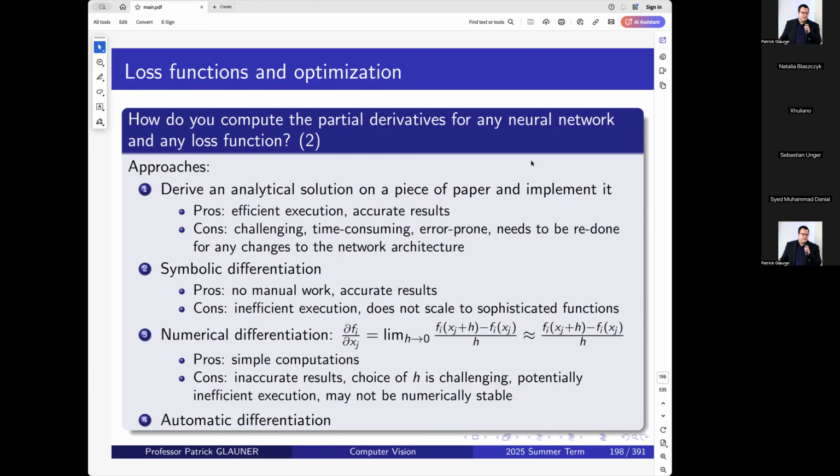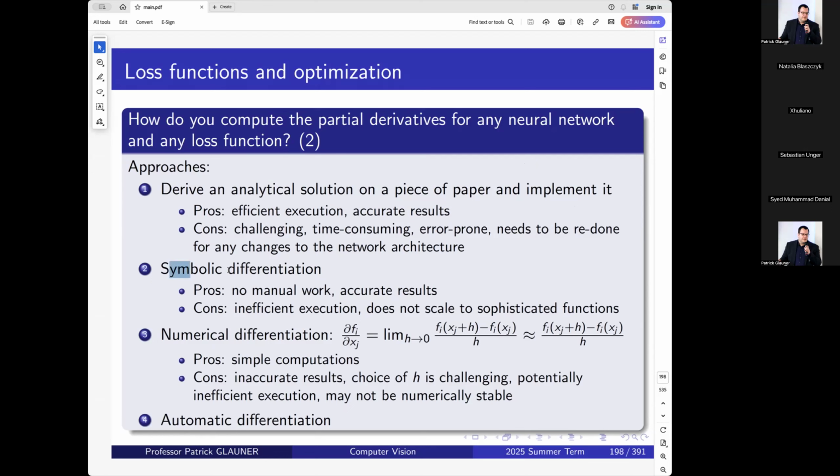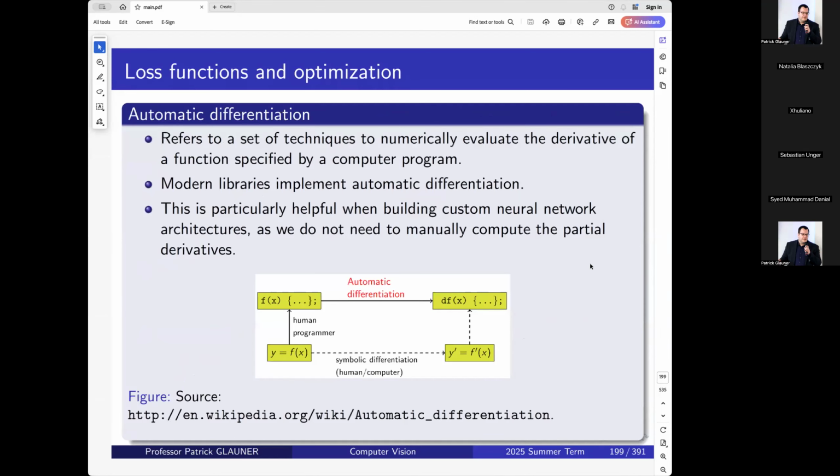What we are benefiting from in the last, say, 15 years is automatic differentiation. It has become very popular in neural networks. Automatic differentiation, first of all, looks something like symbolic differentiation, but it's important, it's not symbolic differentiation. It's actually something quite different. Automatic differentiation refers to a set of techniques that numerically evaluate the derivative of a function specified by a computer program. But this is not numerical differentiation and not symbolic differentiation. It actually does something quite different.